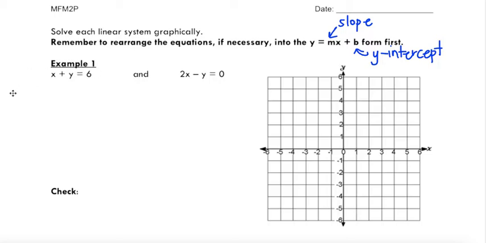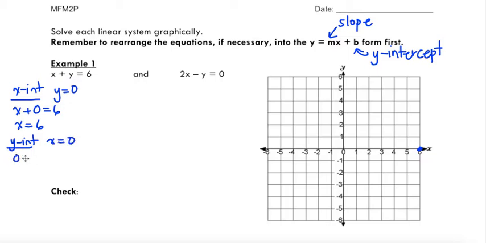So if I was to find the x-intercept first, I need to substitute y equals 0 into my equation. So I have x plus 0 equals 6, or x is equal to 6. So that means the line crosses the x-axis at 6, so right here.